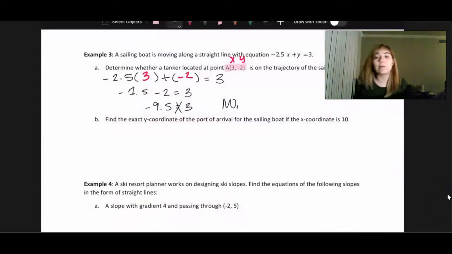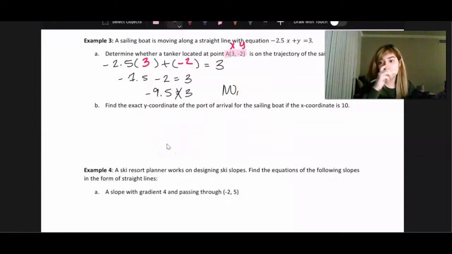So, finishing this problem, no, the tanker is not on the trajectory of the sailing boat. So no. Once again, if they had said negative 9.5 equals negative 9.5 or 3 equals 3, then yes, it lies on that line. But since it gives us a false thing at the end, it does not lie on the line. Or, to be more specific, point A does not lie on this given equation of the line.